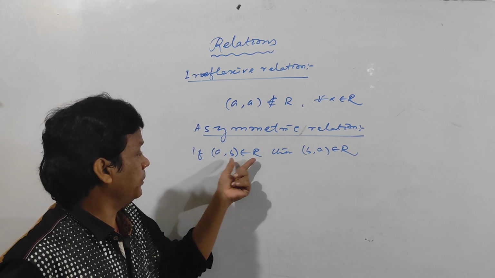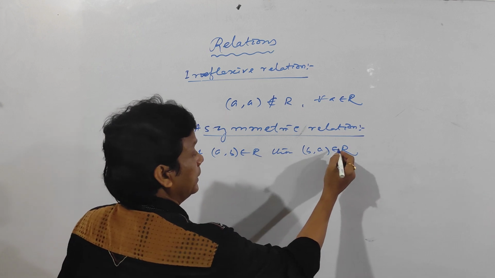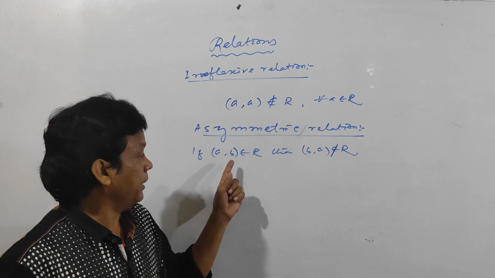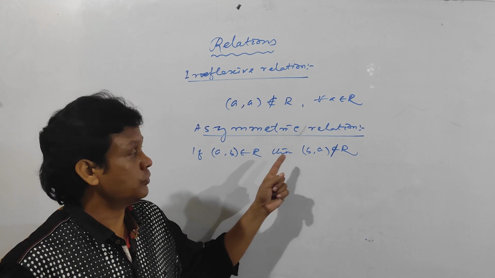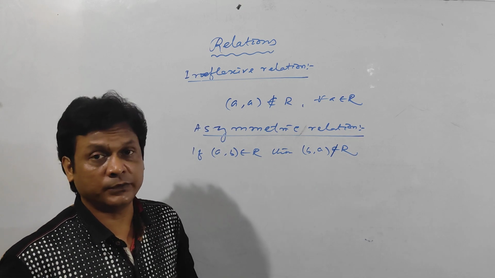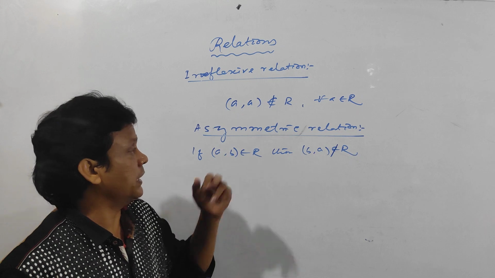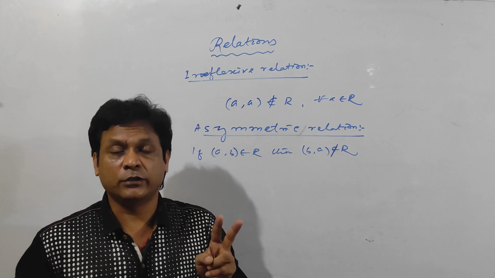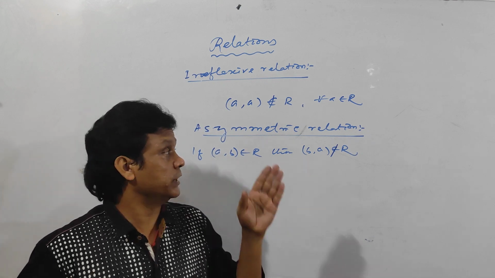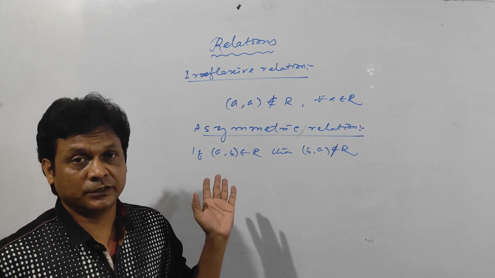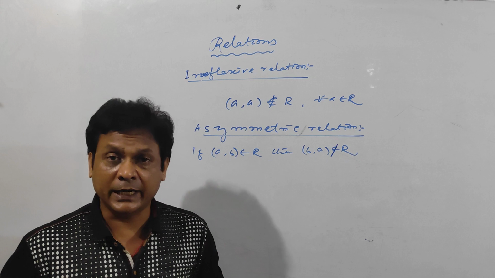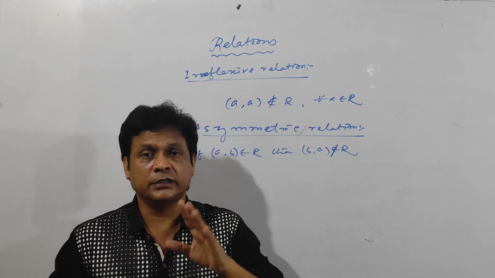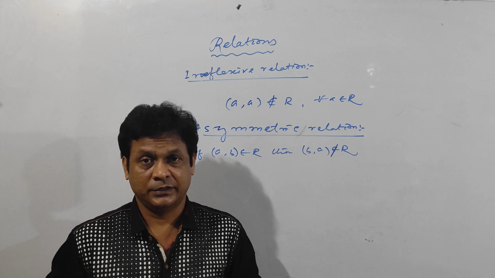Asymmetric means if (a, b) belongs to R, then (b, a) does not belong to R. If (a, b) is an element of R, then (b, a) is not an element of R. Then only R is called an asymmetric relation. Clear? Similar to reflexive and irreflexive, it is similar to symmetric and asymmetric. If the symmetric condition fails, then it is asymmetric. If the reflexive condition fails, it is irreflexive. Clear?